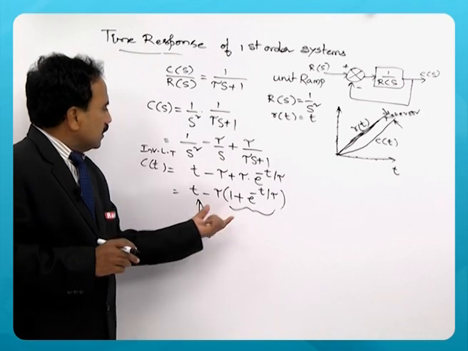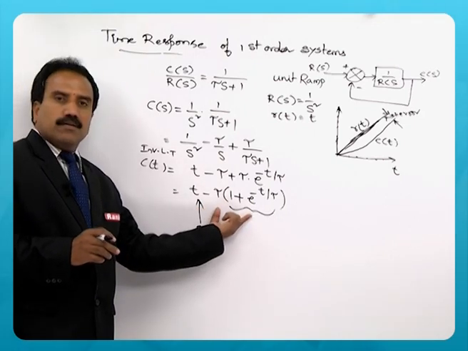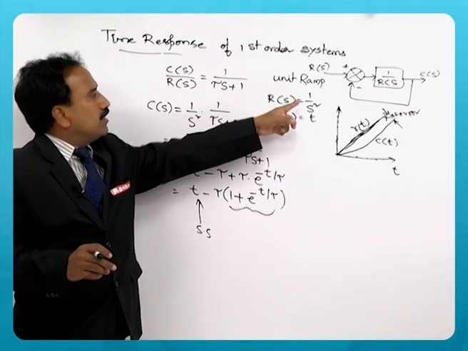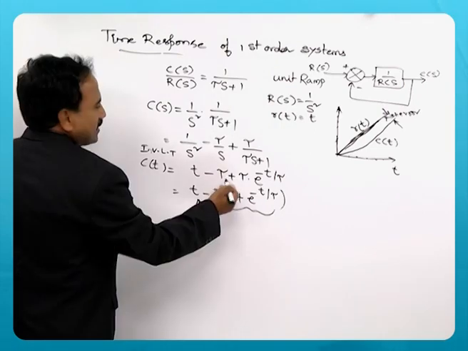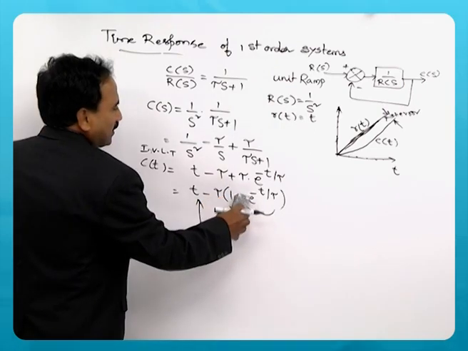So, this is the time response of a first order system for unit ramp input. Minus tau is taken out. Yeah, this will become minus.